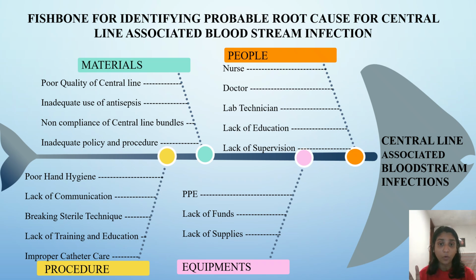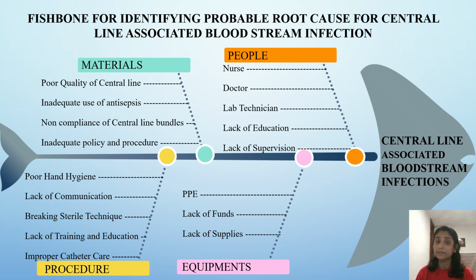I used four models: people, materials, procedure, equipments. These four models are very important. Usually we are using them in healthcare settings, and we have other sub causes under the main causes. These are all directly related to the problem. So, first of all, I'm going to discuss the people here.